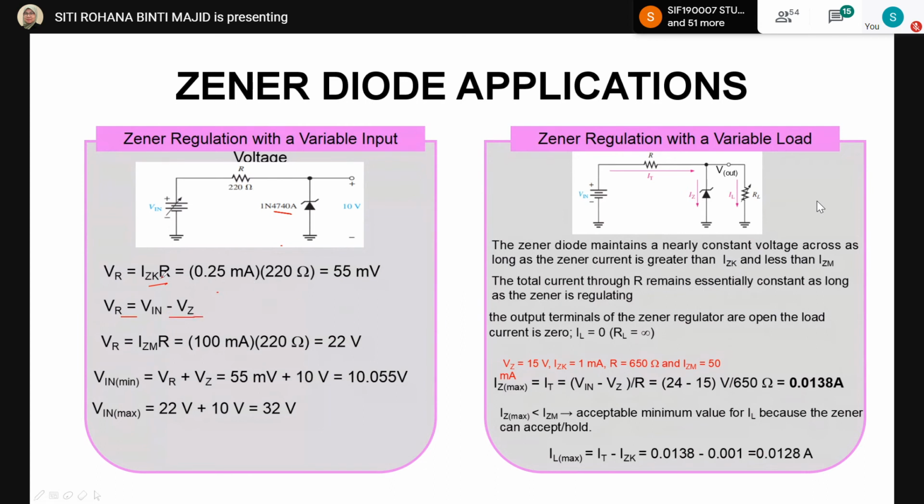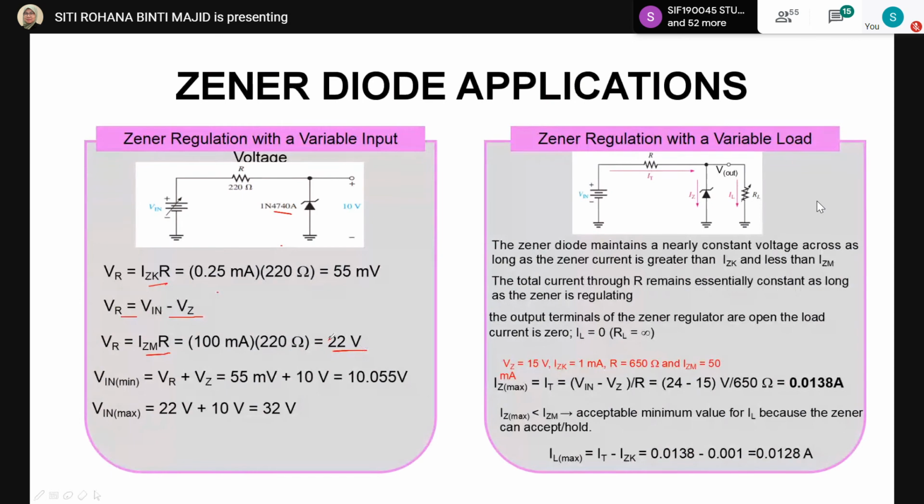If, let's say, we don't have IZK but we have the value of V Zener, maybe V Zener is 12 volts, something like that, then we can calculate. That is a normal calculation when we have a difference in potential across a resistance. And then we also can calculate VR using IZM, just in case the IZM value is given. And this one we get 22 volts.